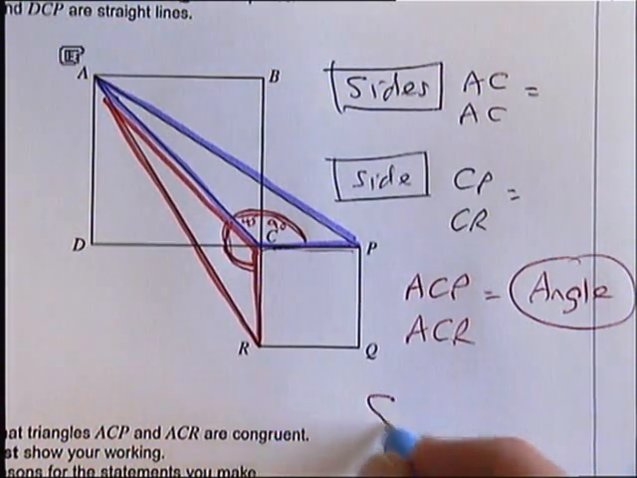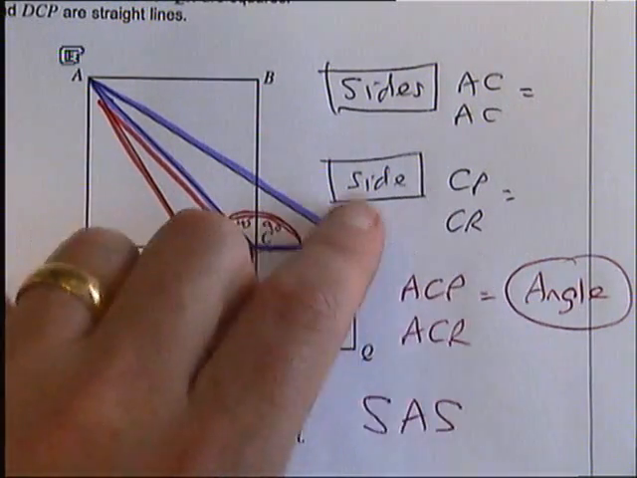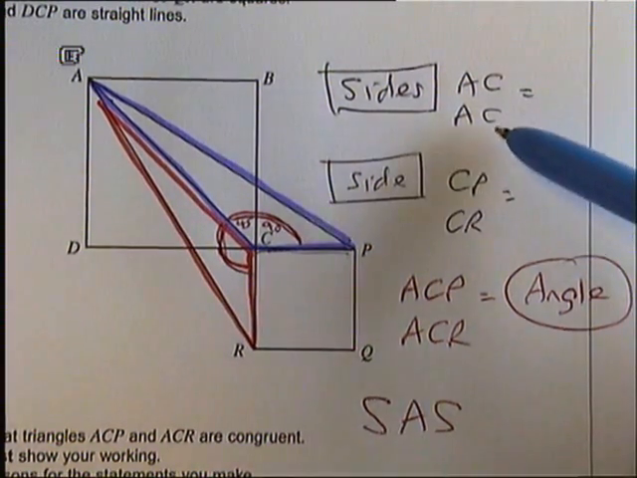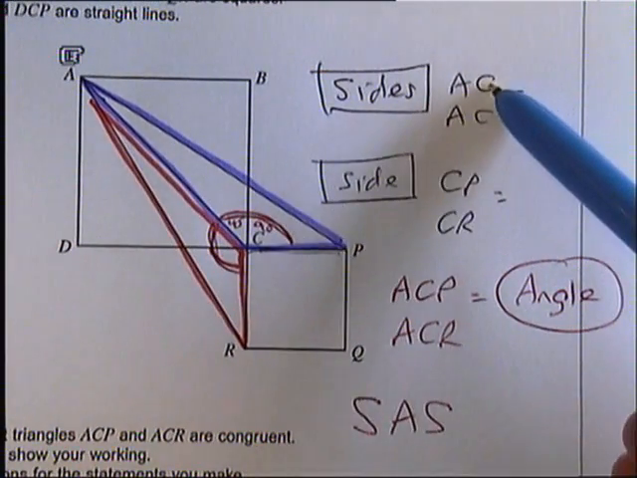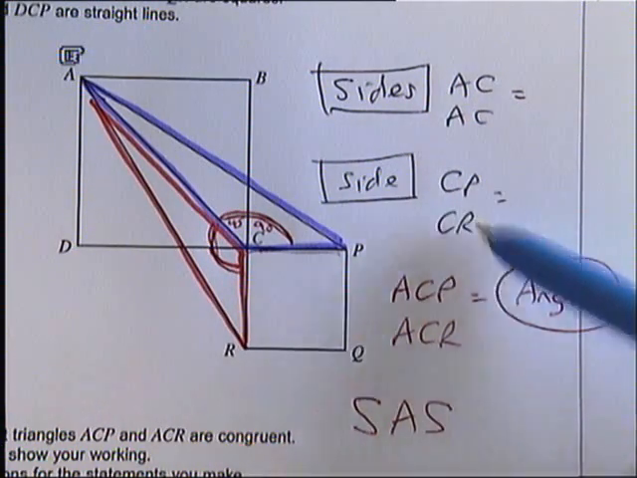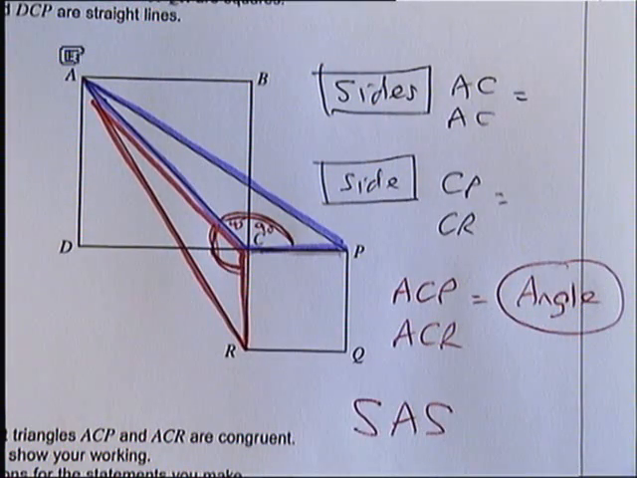If you now write down on your exam paper SAS for side and angle and another side, you will get it. But you do need to show, and you do need to write something down about they share a common side, they also have sides that are equal, and they have angles that are equal. If all of that is written down, you will get the marks. And that is that paper completed.